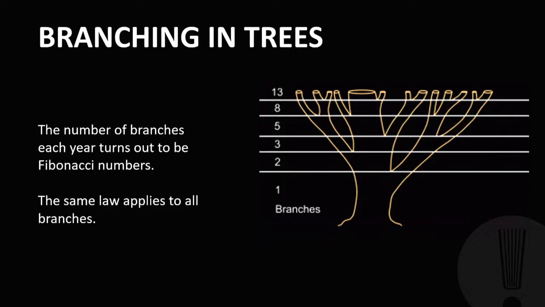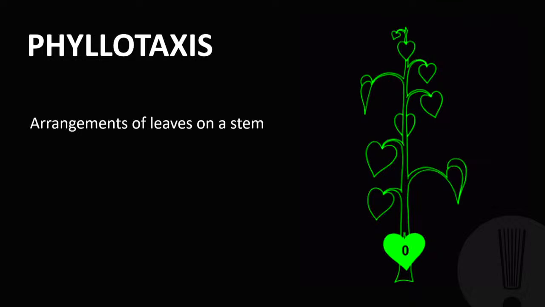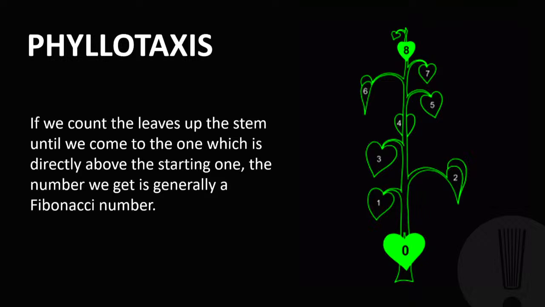We also see this in what's called phyllotaxis, which is the arrangement of leaves on a stem. So, for example, this plant here on the right, if we start with leaf 0 at the bottom, and if we count up the stem until we find a leaf that is directly above that first one, we generally find that it's a Fibonacci number. As these leaves are growing off the plant, if you look down from the top, you'll see that they grow off at different angles, generally rotating around, and when you finally make it back around to the original angle, it generally happens after a certain iteration that is a Fibonacci number.